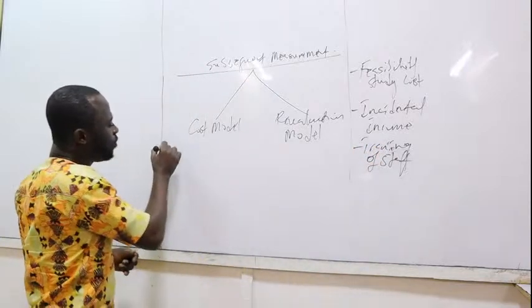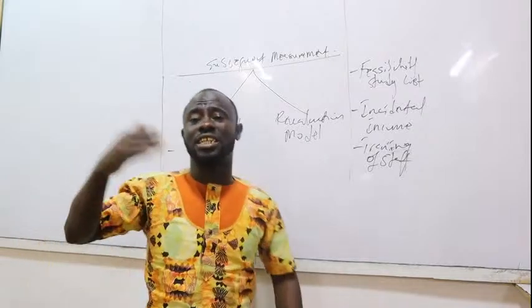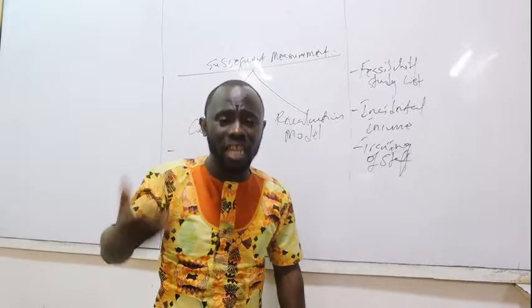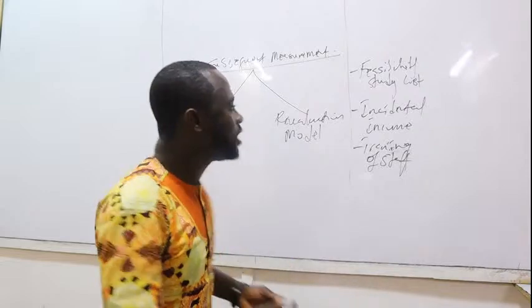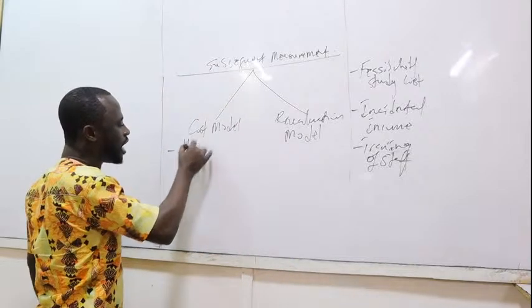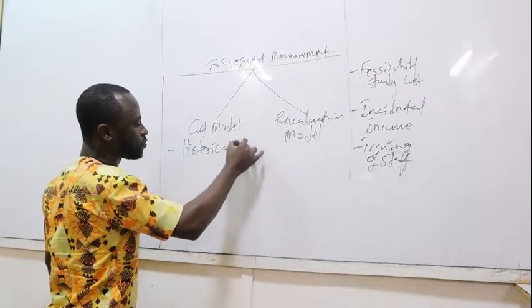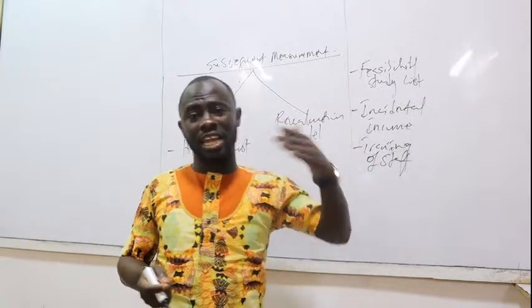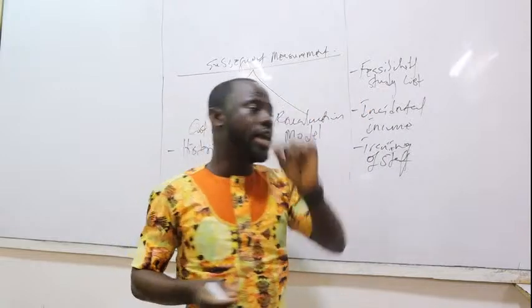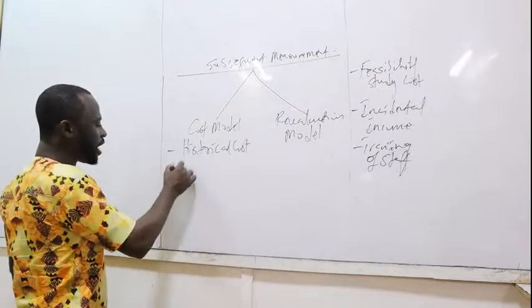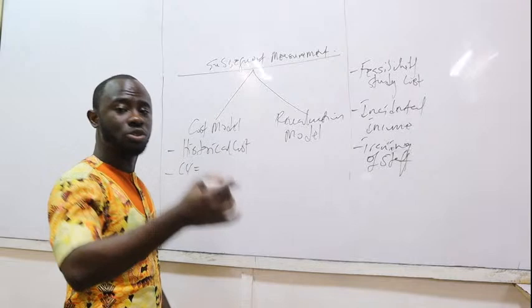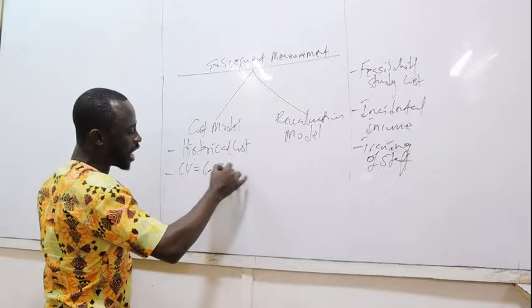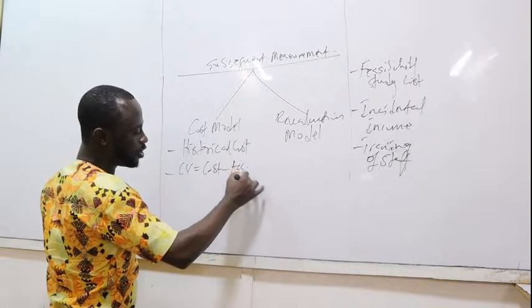But when we say we are carrying the asset at the cost model, what does that mean in practice? Number one, it means that the assets are going to be carried at their historical cost. Or it means that we need to determine the carrying value of the assets, and that is going to be equal to the cost of the assets minus accumulated depreciation.